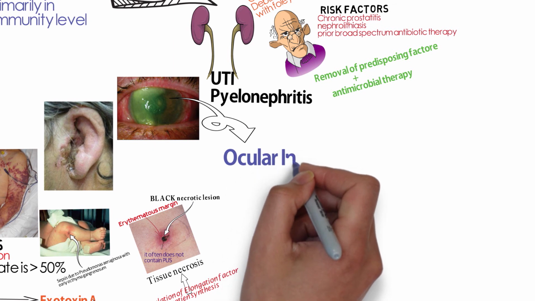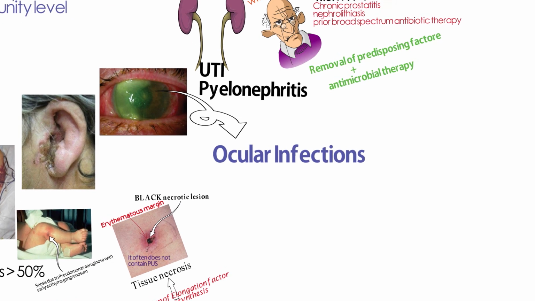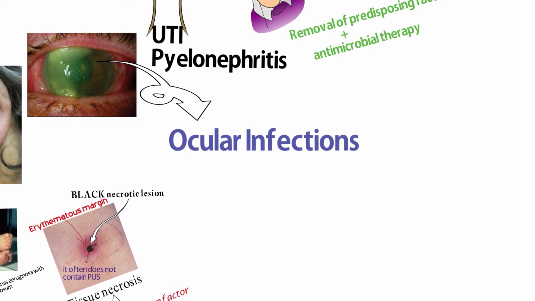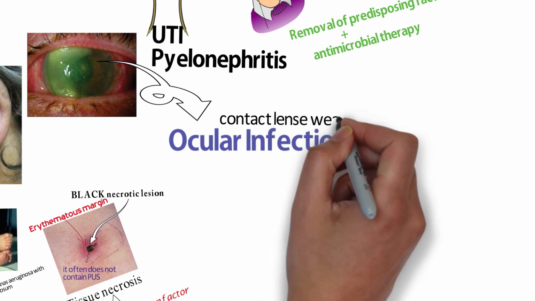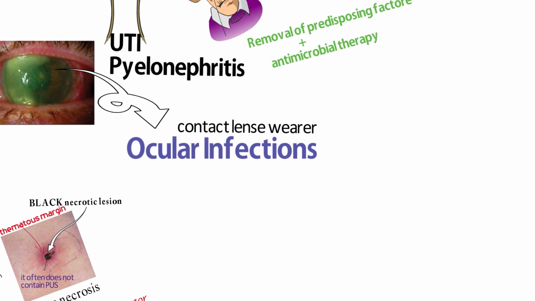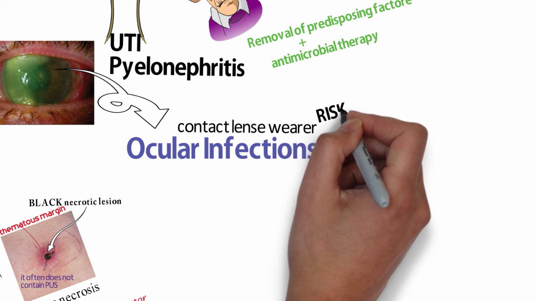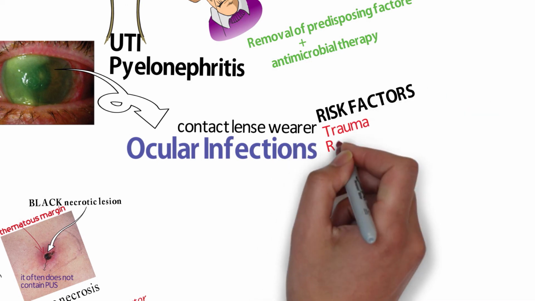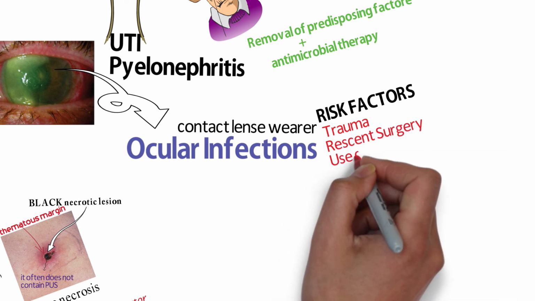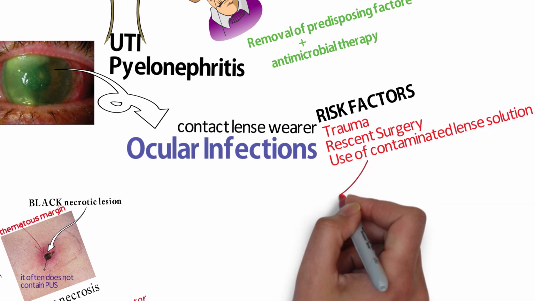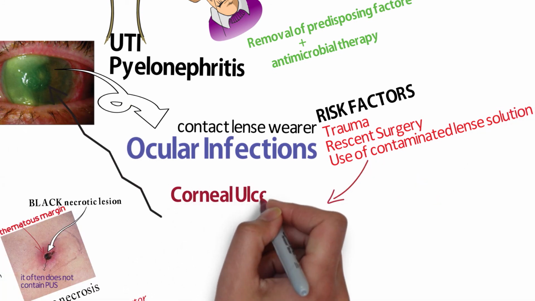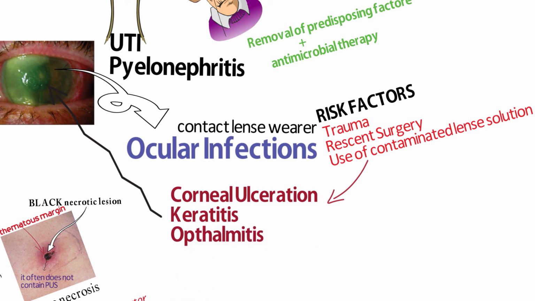Let's conclude this section with ocular infection caused by Pseudomonas aeruginosa. Pseudomonas aeruginosa causes corneal infections in contact lens wearers. The people who wear contact lenses, Pseudomonas aeruginosa causes corneal infection. The risk factors include trauma, recent surgery, contaminated lens solution. These factors lead to the development of corneal ulceration, keratitis, and ophthalmitis.